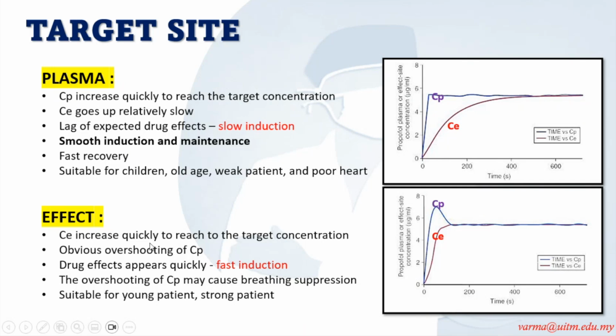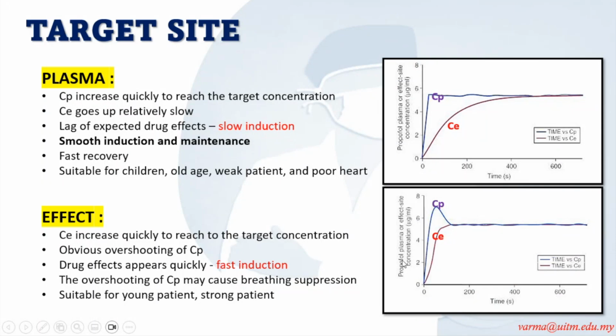But in this, there will be sudden boluses of your propofol more than your plasma side. So the concentration gradient between your plasma and brain is bigger, and there'll be a faster equilibration from your blood to the brain, and the Ce will reach the target site faster than the plasma. You can see Ce increase quickly to reach the target concentration, whereas Cp takes longer.